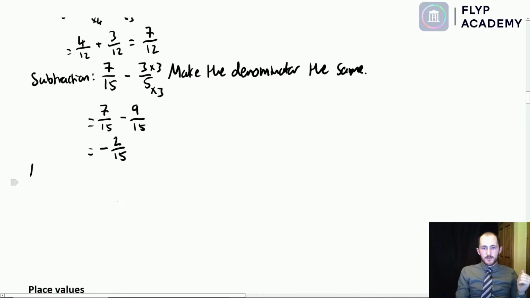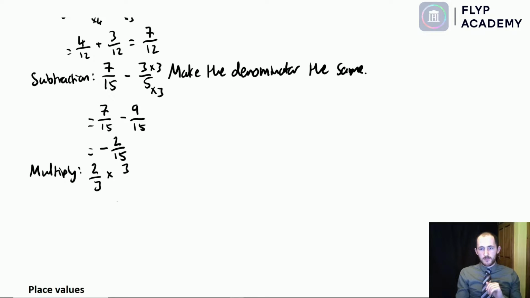For multiply, you'll be happy to hear you don't have to change the denominators at all. So if we do, again, let's pick two numbers, 2/3 times 3 over 4. All you need to do is multiply the top numbers together, so 2 times 3, which is 6, and multiply the bottom numbers, 3 times 4, which is 12.